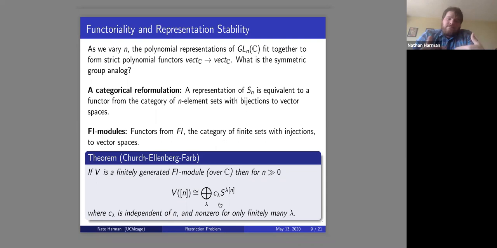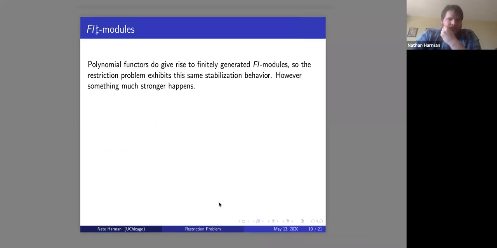Okay, so that's a minute-long summary of the theory of FI modules, which I could go on about for an hour. But I want to say that actually FI modules aren't even the end of the story for this problem. So something actually a little bit stronger happens. These polynomial functors, we can restrict them, and they will give us finitely generated FI modules. But FI modules aren't even as good as what we get.